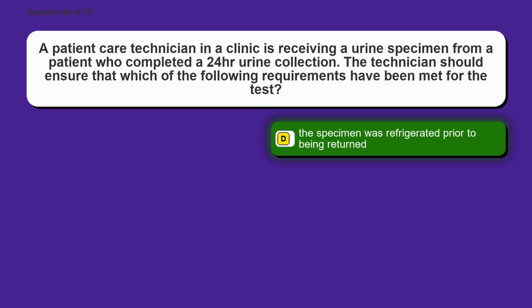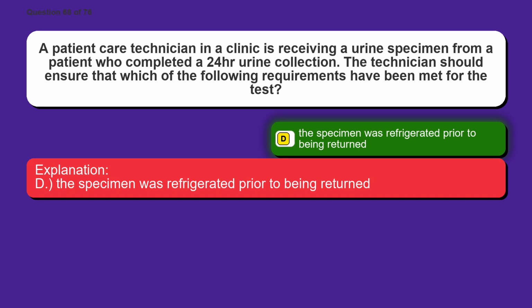The correct answer is option D. The specimen was refrigerated prior to being returned.